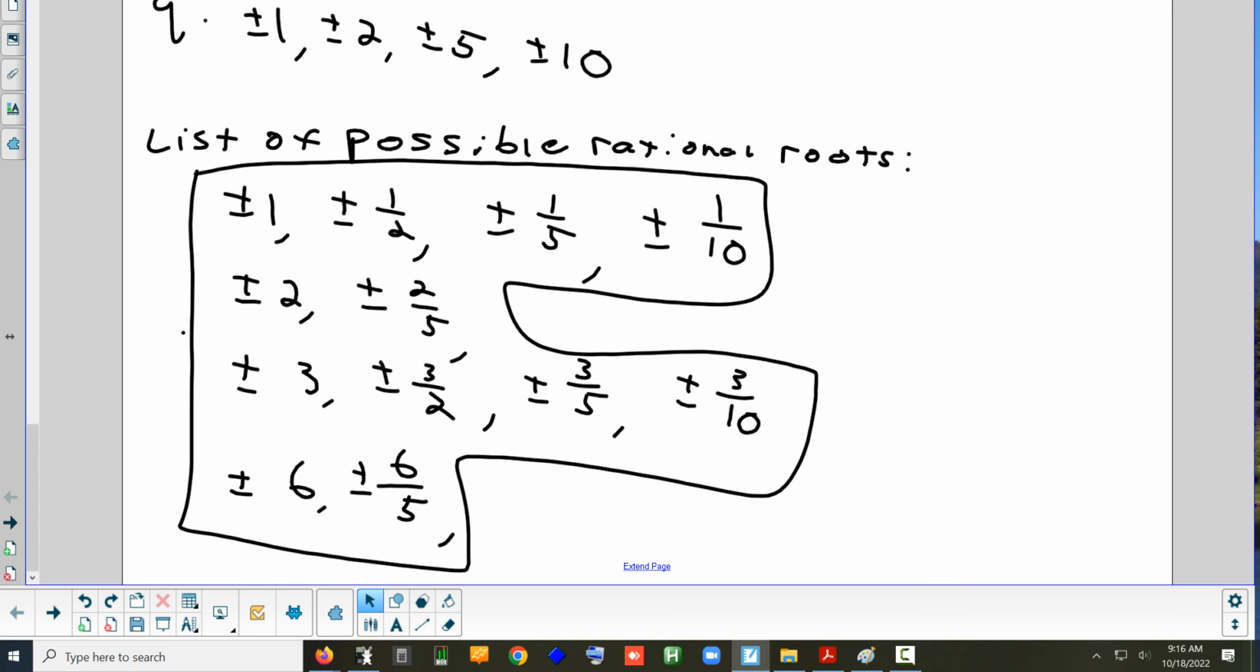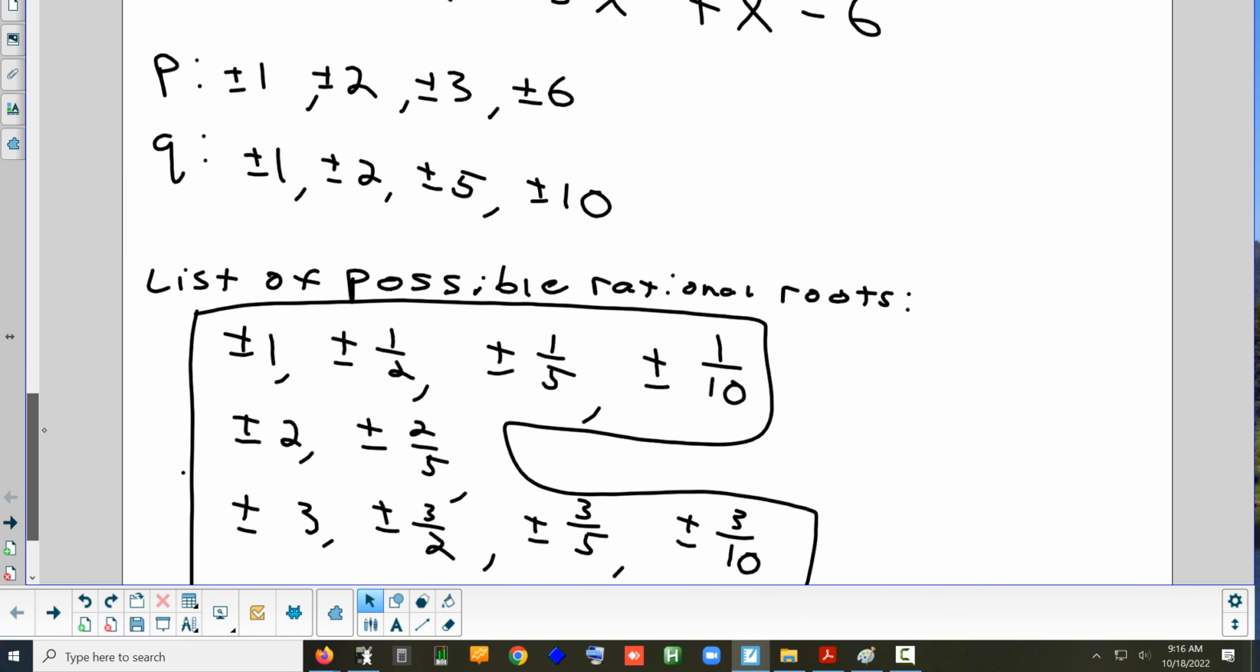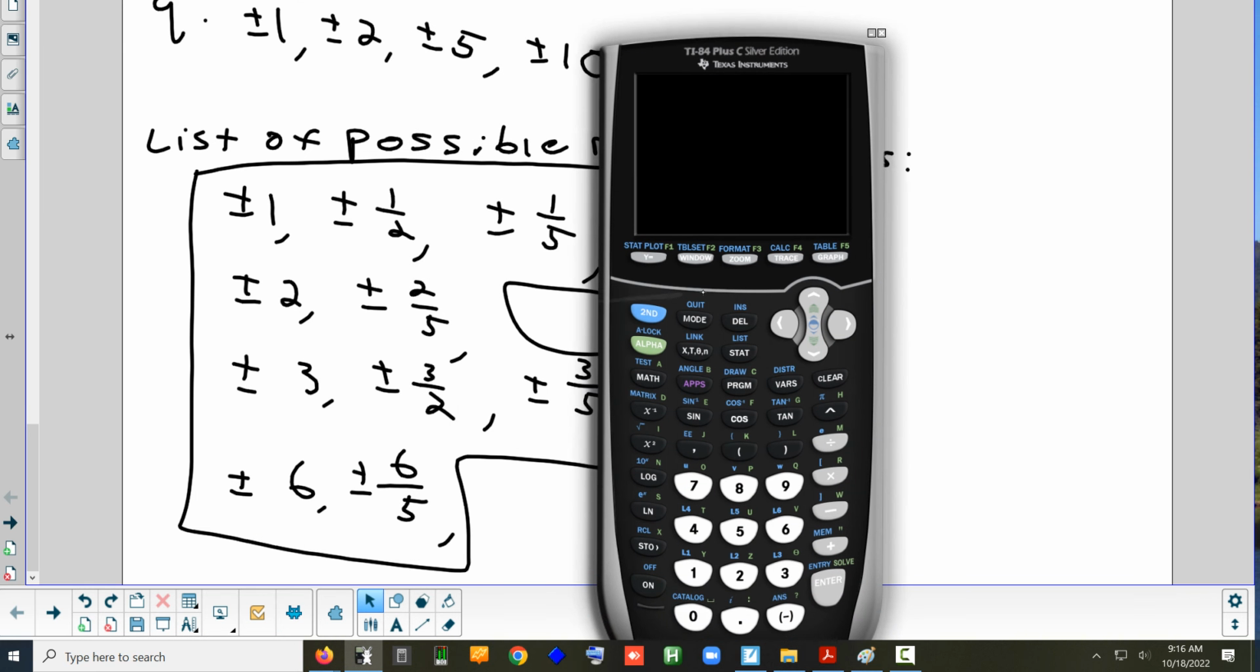Okay, so what we just did there, these numbers are very important. What these numbers represent is a list of all the fractions where this polynomial could cross the x-axis that's rational. It's a list of possible places to check. So out of infinitely many fractions, we've narrowed it down to this. These are the places where this graph could cross the x-axis at a point that's a fraction. So what we a lot of times do now is we narrow this list down. We narrow it down using the calculator.